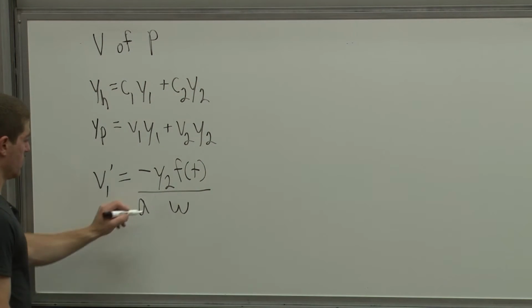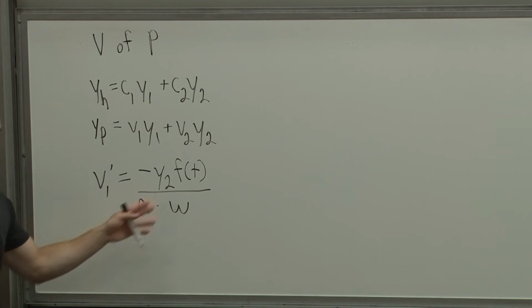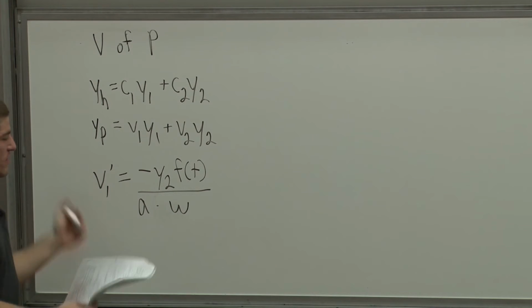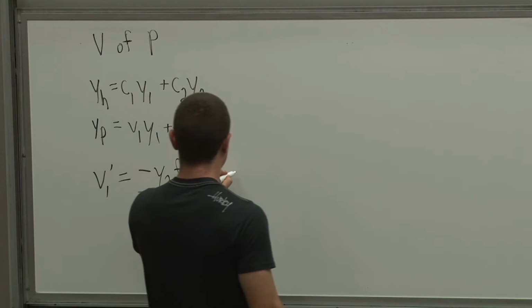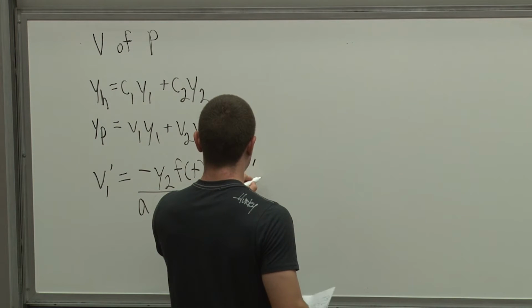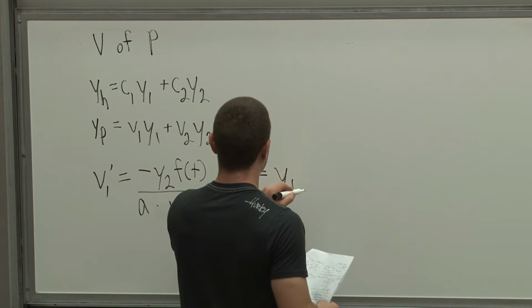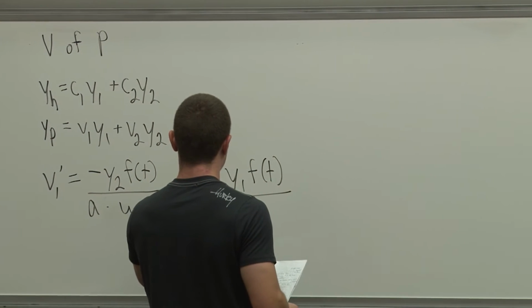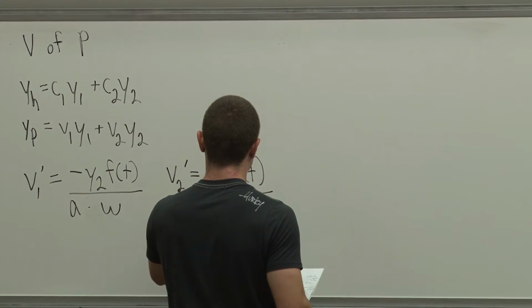Wronskian times. Not dot product, just times. All right, so this is our v1 prime. There it is. Now v2 prime. v2 prime equals positive y1 times f of t over the same denominator, a times your Wronskian.